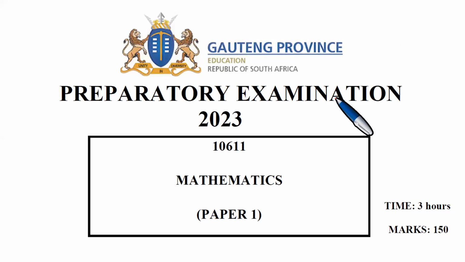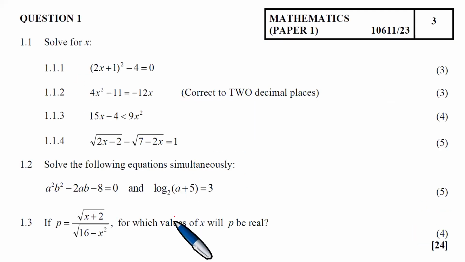It's a preparatory exam 2023, mathematics paper one, and it's written in 3 hours, 150 marks. And we look at the first question. The first question is about solve for x, and that is the universal approach. We're going to be solving all the questions quickly. From the first one to the last, question one had just 24 marks, on multi-answer questions that involve the log and some other general things. Let's look at the first question first.